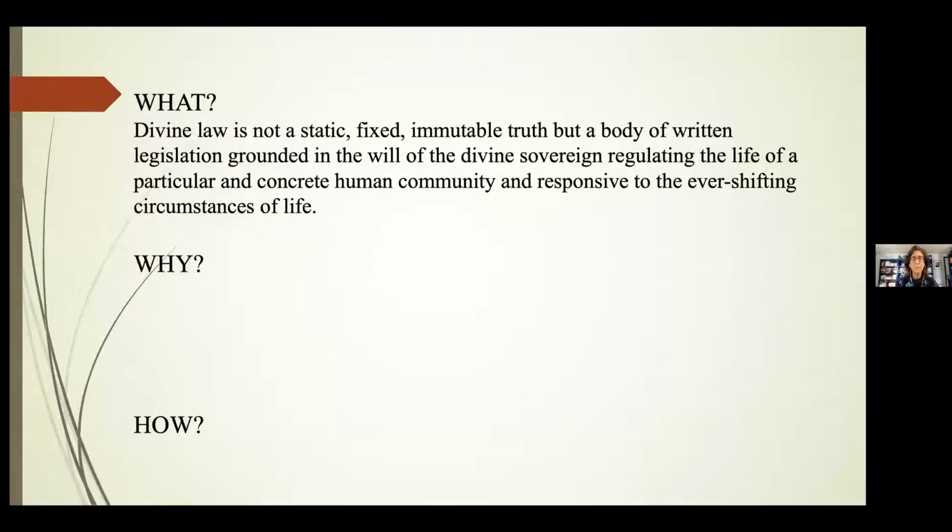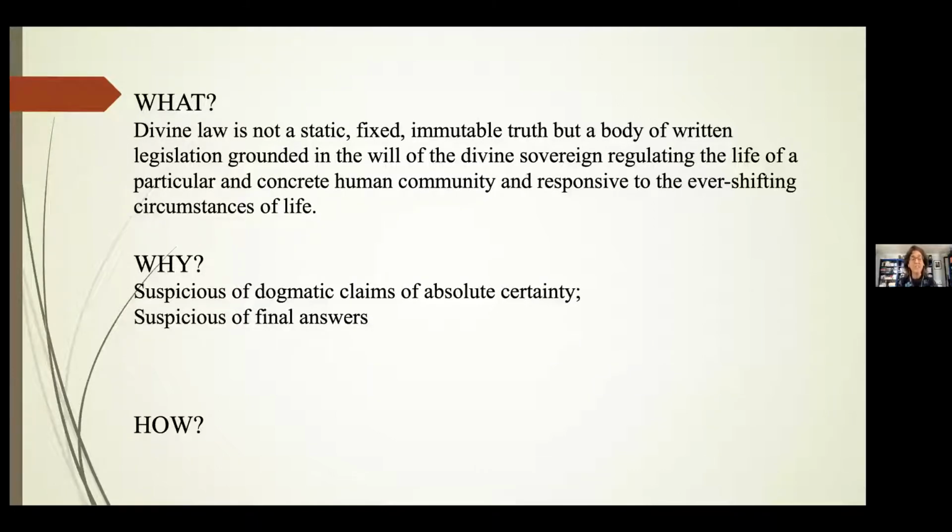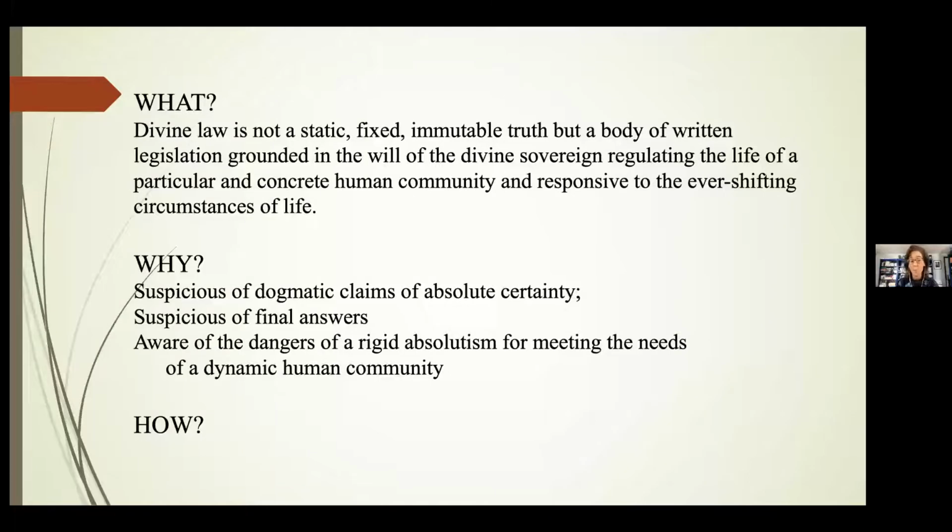If the Torah is to meet the complex and shifting needs of human life, it must be endlessly generative, open to new developments, adjustments, and even repair. Again, this is why the rabbis refuse to attribute to the divine Torah the qualities that the Greeks attributed to divine law: absolute fixity, a single immutable truth, because they are suspicious of dogmatic claims of absolute certainty. They are suspicious of final answers. They are aware of the dangers of a rigid absolutism for meeting the needs of a dynamic human community.